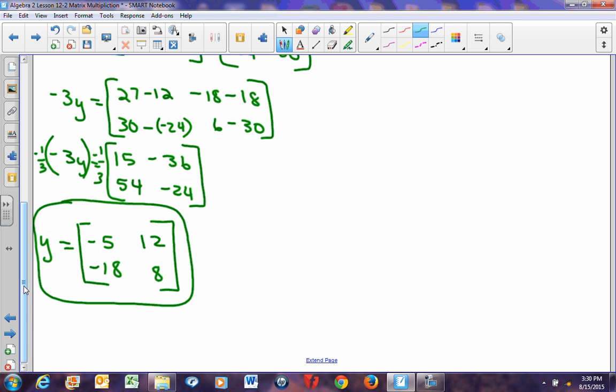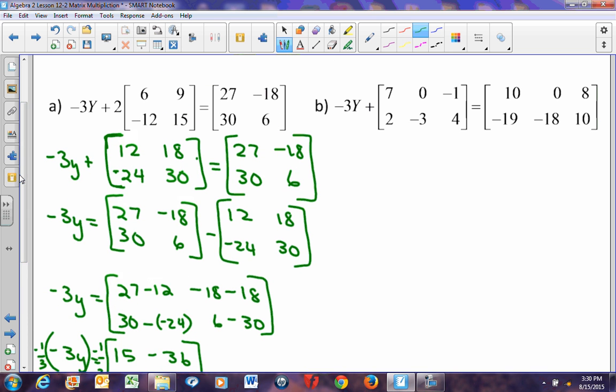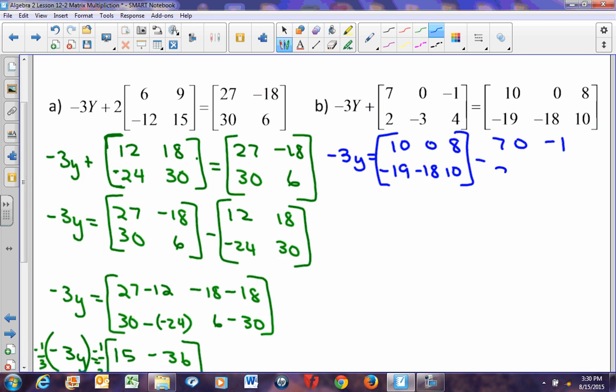So not all that complicated. And it doesn't matter what size it is. That was a 2 by 2. Let's look at this 2 by 3, 2 rows and 3 columns. Still going to do the same thing. Basically, you're going to set it up exactly the same way. Negative 3y is going to equal 10, 0, 8, negative 19, negative 18, 10. Now I need to subtract 7, 0, negative 1, 2, negative 3, 4.